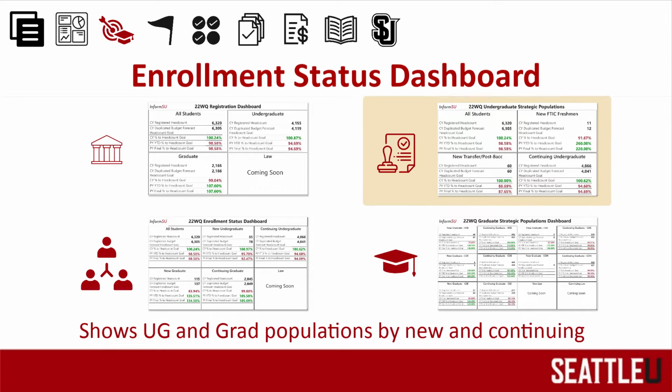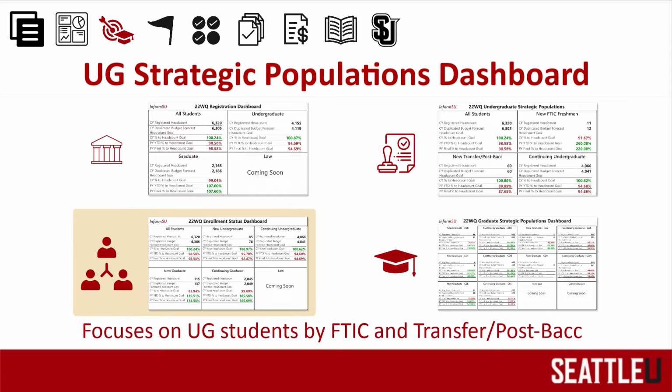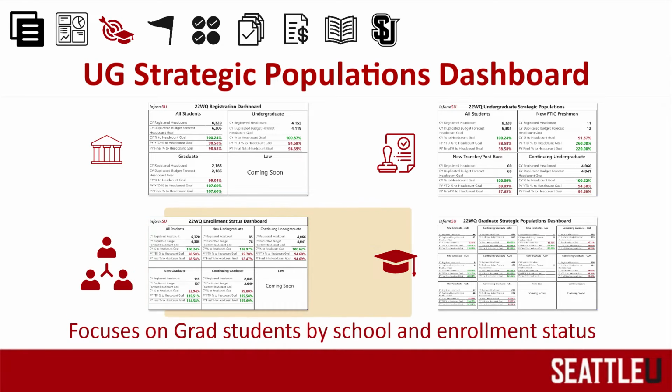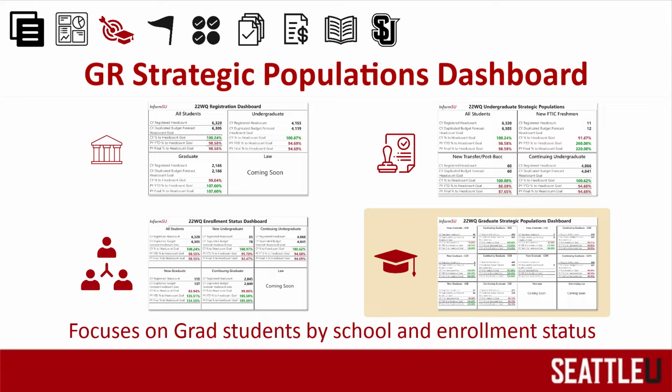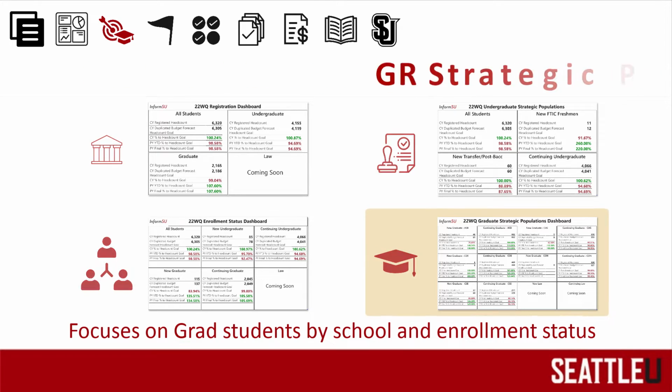The same headcount, goal, and proportion calculations are displayed for each population. This dashboard focuses on specific groups of undergraduate students. New students are broken out into first-time in college freshmen and transfer post-baccalaureate. The graduate strategic populations view shows the school and enrollment status breakdown of all graduate students.